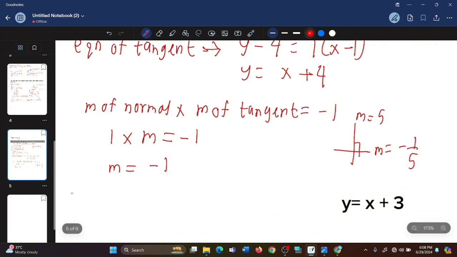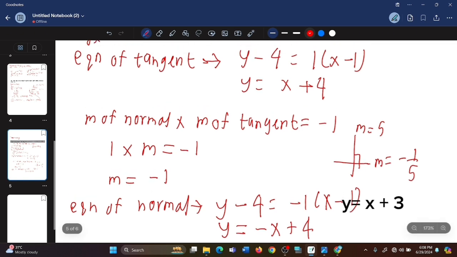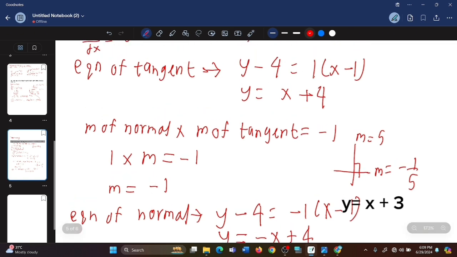Okay. Now let's find the equation of the normal. y minus 4 equals minus 1 times x minus x1, where the x coordinate was 1. So the equation of the normal becomes minus x plus 4. Sorry, in this case, the equation of the tangent is not y equals x plus 4. It is actually something else. I made a calculation mistake. Sorry.